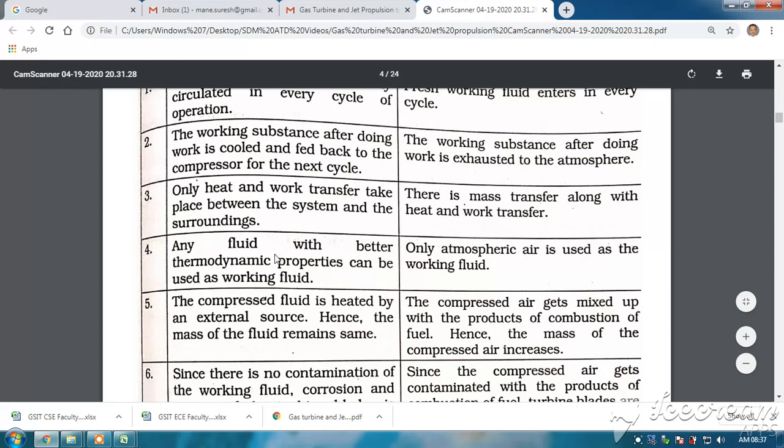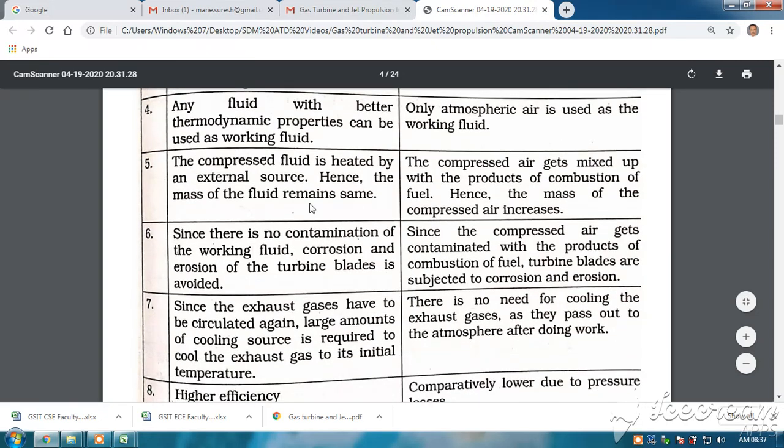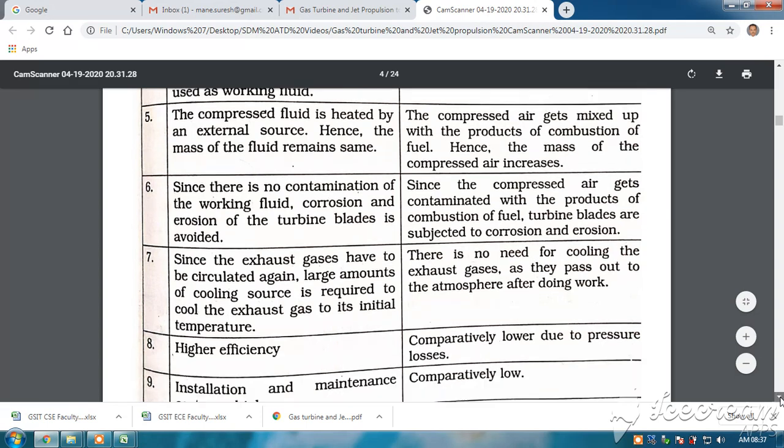In closed cycle, any fluid with better thermodynamic properties can be used. In open cycle, only atmospheric air can be used as a working fluid. In closed cycle, the compressed fluid is heated by an external source, hence the mass of fluid remains the same. In open cycle, the compressed air gets mixed with the products of combustion of the fuel, hence the mass of the compressed air increases. In closed cycle, there is no contamination of working fluid, corrosion or erosion of blades. But in open cycle, since the compressed air gets contaminated with the products of combustion, turbine blades are subjected to erosion and corrosion. Please understand, turbine blades are very expensive.